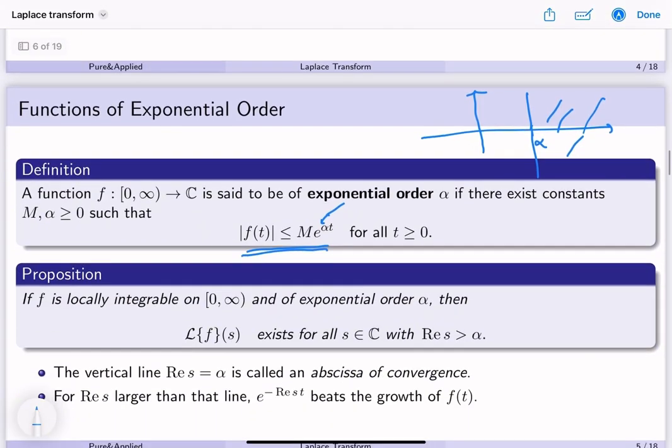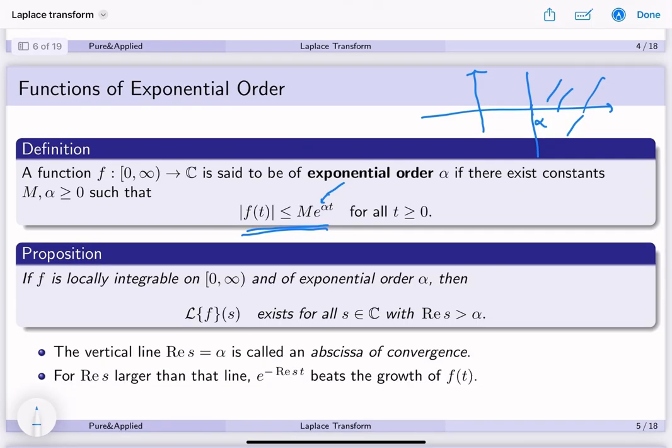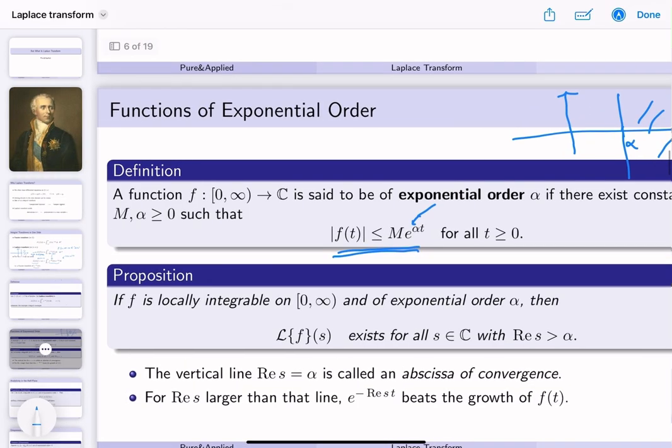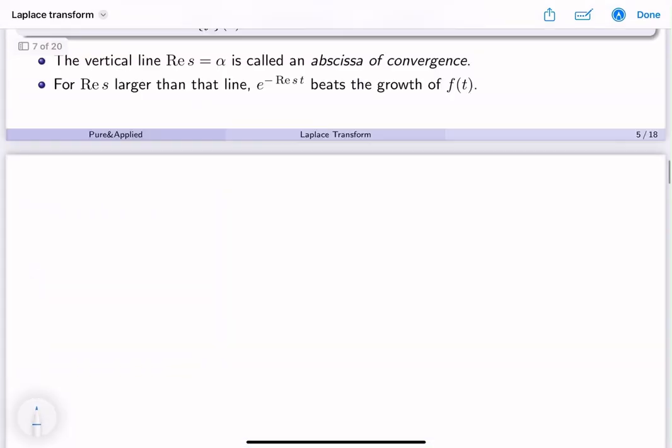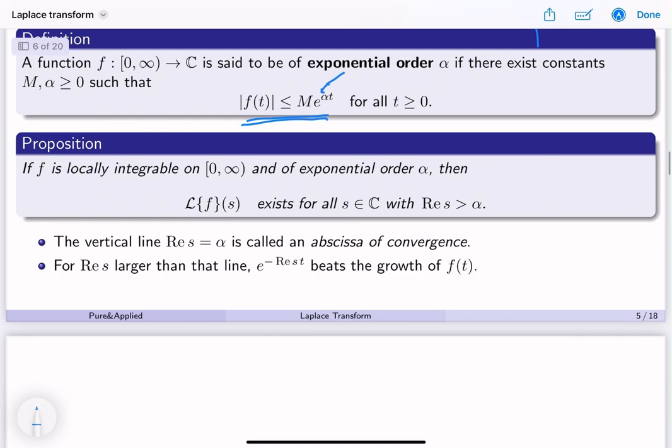So this requires a proof. However, this is an elementary fact, so we don't want to spend a lot of time justifying it. But here's a quick way to justify it. We're dealing with the Laplace transform, so let's write it again. The Laplace transform of f as a function of s is defined as the integral from 0 to infinity of e to the minus st times f of t dt.